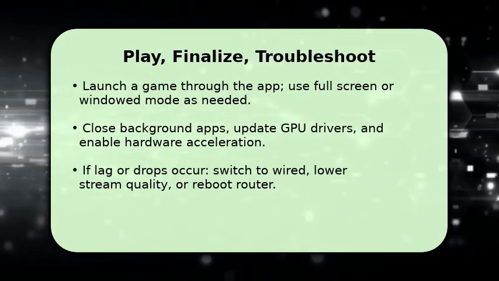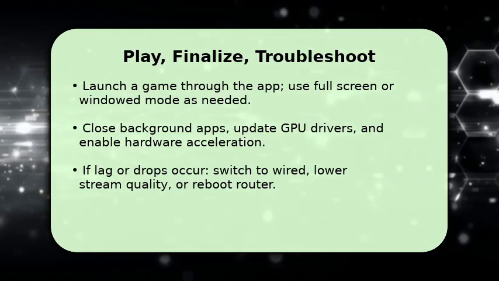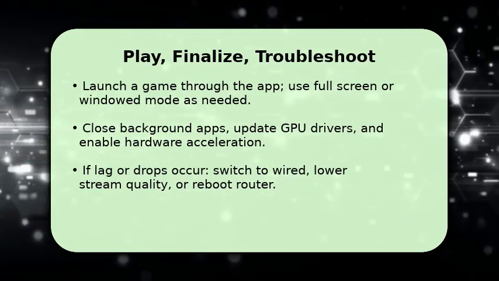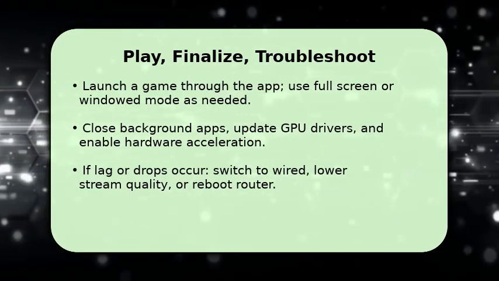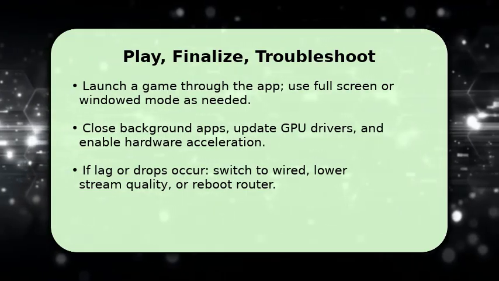If you encounter lag or stuttering, first switch to wired Ethernet. If that's not possible, lower the stream quality and bandwidth cap. As a last resort, reboot your router and console. That clears network hiccups. These quick fixes resolve most connection problems fast.